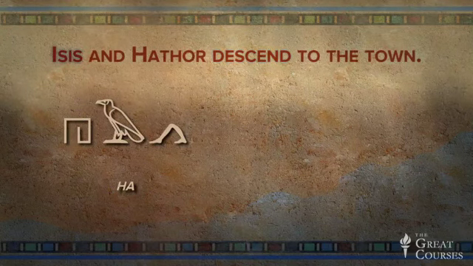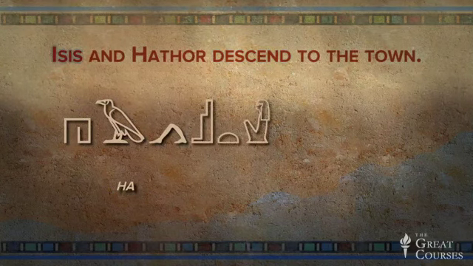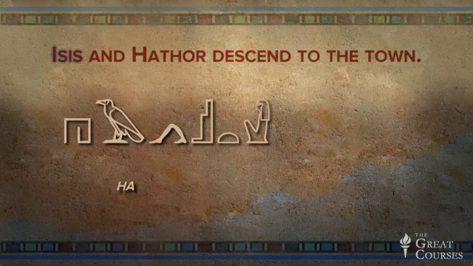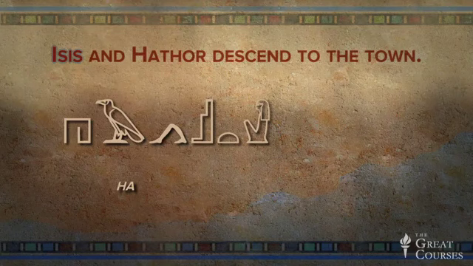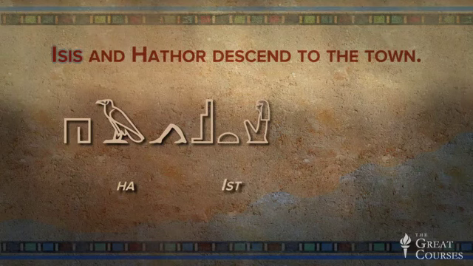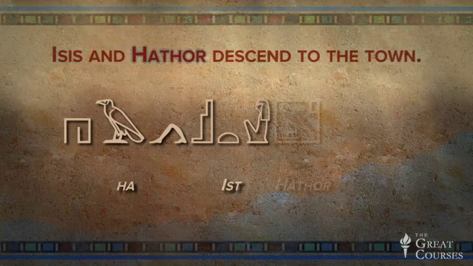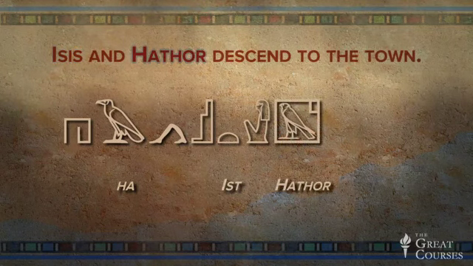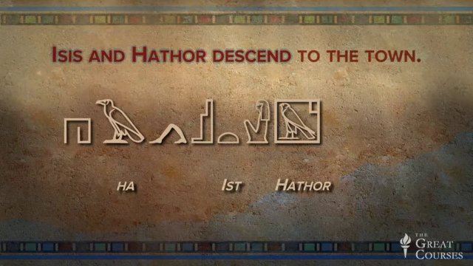Now we need Isis, which is the throne, feminine T, and woman determinative. Remember, she was only called Isis by the Greeks. They added the is ending. The Egyptians called her something like ist. There's no and, so we continue with Hathor, and that's the falcon in the shrine. So now we have Isis and Hathor go down.